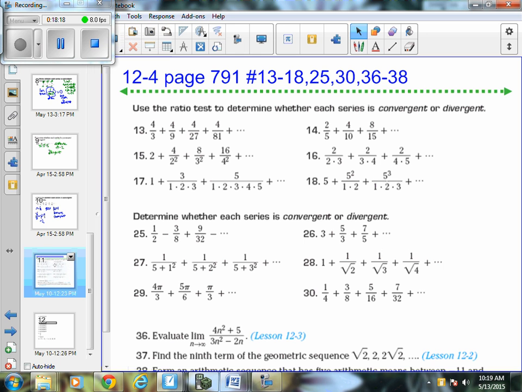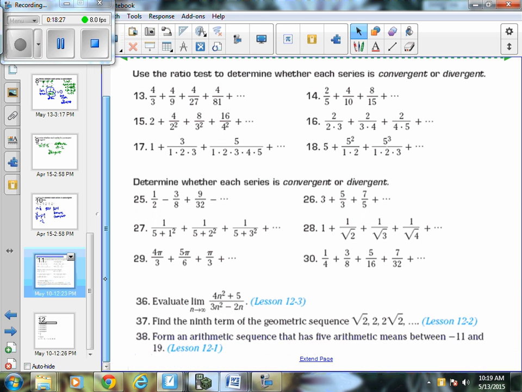Okay, so here is the assignment. It's on page 791. So that's what we'll be working on in class. So you can jot that down. And I will scroll it down here a little bit too so you can see all the way to 38 so you can see all the questions. And we'll talk more about convergent, divergent.